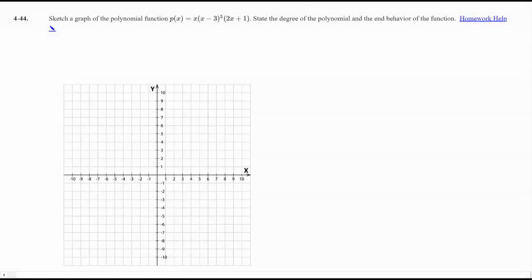Here we are asked to sketch the graph of the polynomial p of x, state the degree of the polynomial, and the end behavior of the function. So first of all, I'm just going to rewrite this to show you how I would look at the degree here. I'm going to expand this x minus 3 to the power of 3 so that you can see how many total x's we end up having.